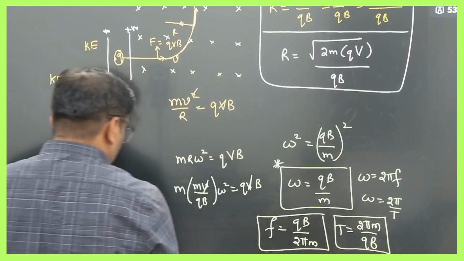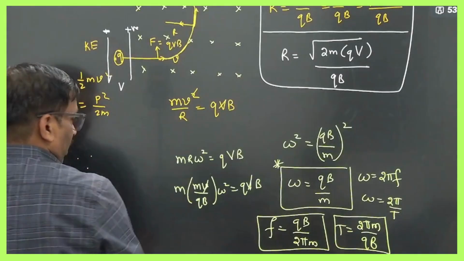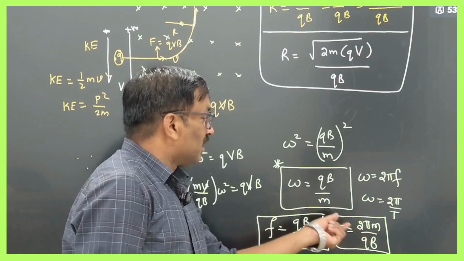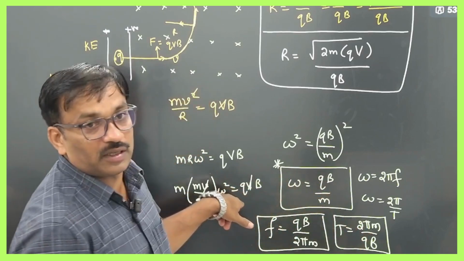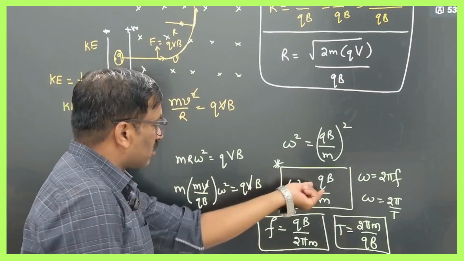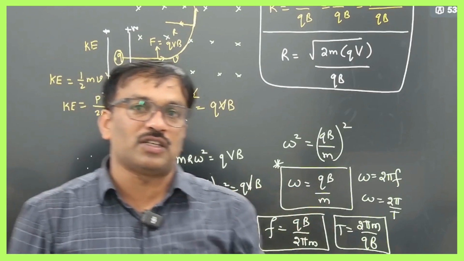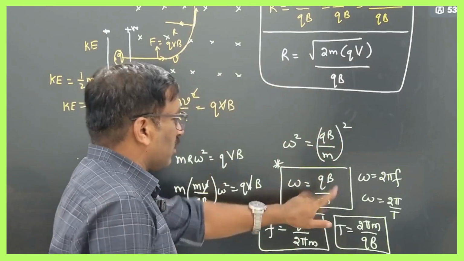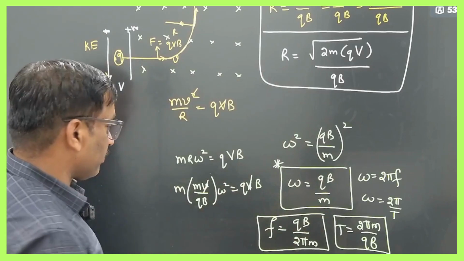So observe one point very carefully here: angular velocity, frequency and time period, these all are independent of the velocity. There is no velocity term in this one now, therefore with whatever velocity you are projecting, it is not going to change the angular velocity, frequency and time period, right.